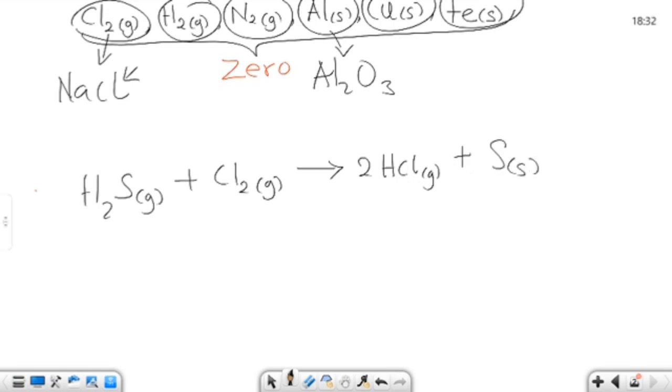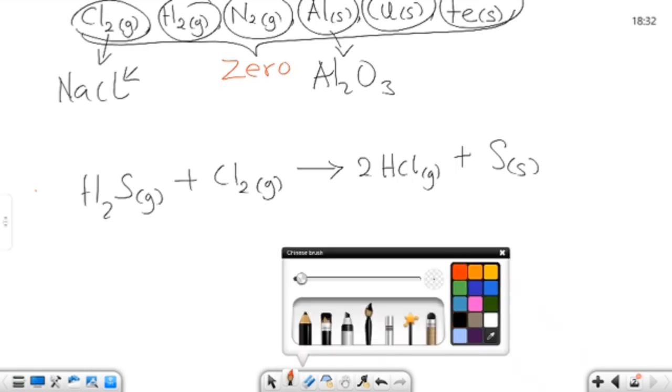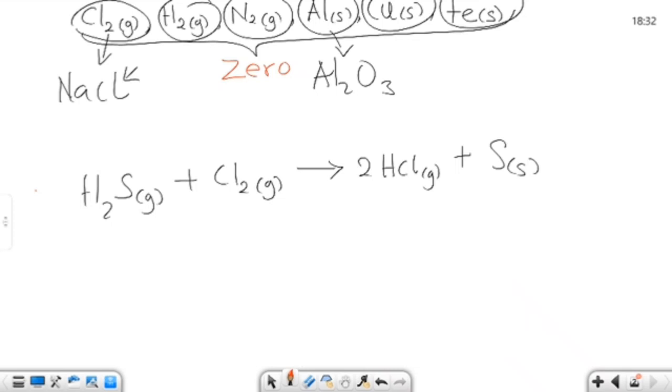So we want to determine which of these reactants is undergoing oxidation and which is undergoing reduction. So how do we do this? The first thing you have to do is calculate the oxidation number of the sulfur here in the reactant and the sulfur here in the product side.